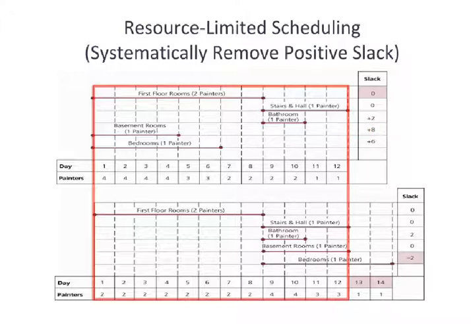So what we're going to do is we're going to shift the basement rooms all the way over until we have completed the downstairs rooms, the first floor rooms. We are also going to shift the bedrooms, which have a +6, and we're going to shift them all the way over until completion of the first floor rooms. Now, why are we doing that? Remember, we're trying to, in this case, limit our resources to only 2 painters. Well, the first floor rooms, which are on the critical path, require 2 painters.